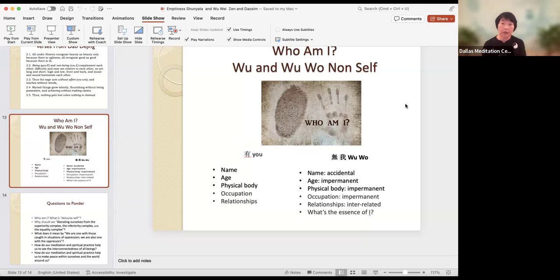Occupation can also be impermanent. Most of us have probably changed jobs at least three times. So job doesn't define you. Name doesn't define you. Age doesn't define you. Relationship can be impermanent. If it's permanent, you are lucky. But a lot of relationships are not permanent and also interrelated, right? So what's the essence of I? What's the essence of I?